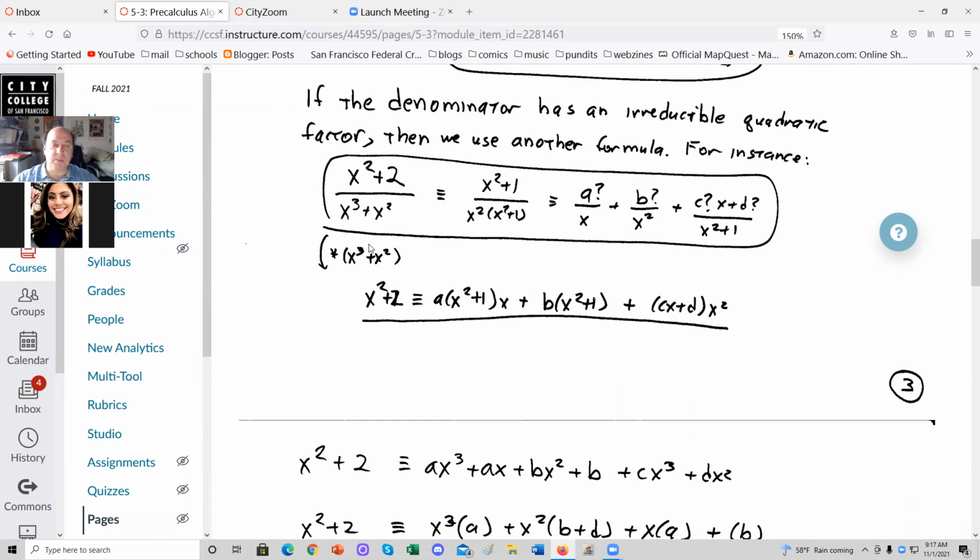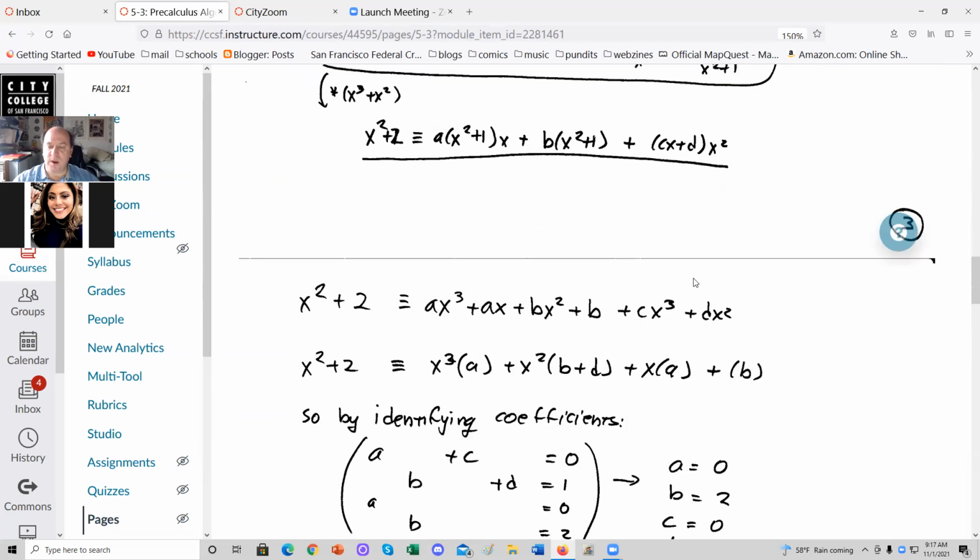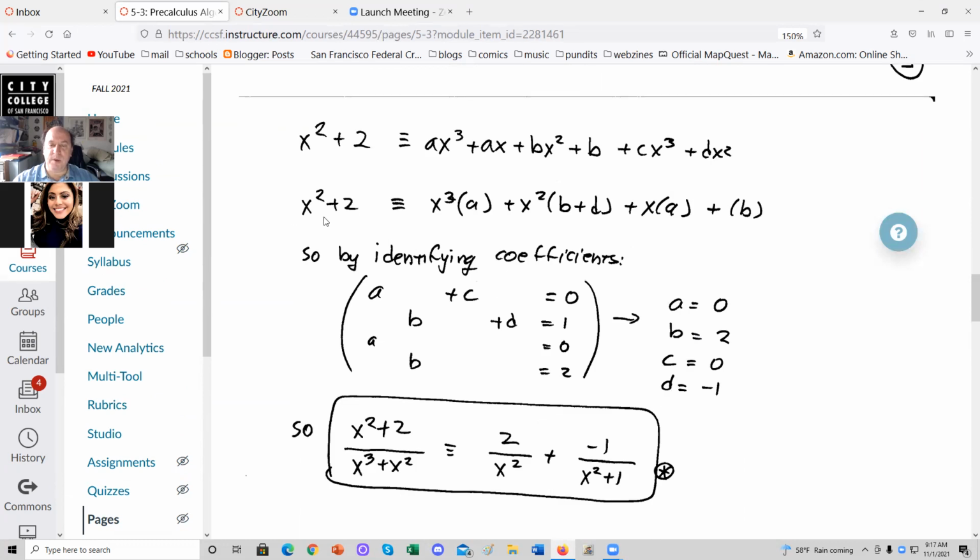If we multiply throughout by x cubed plus x squared, on the left you get x squared plus 2. This term gets x times x squared plus 1. This term becomes b times x squared plus 1. This term becomes cx plus d times x squared. And after a bit of rearranging, x squared plus 2 equals ax cubed plus b plus dx squared plus ax plus b. And so identifying coefficients.